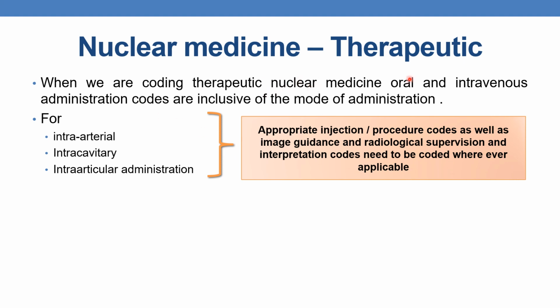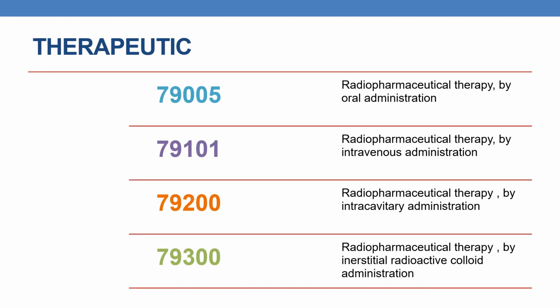Whenever we are coding therapeutic nuclear medicine, oral and intravenous administration codes are inclusive of the mode of administration. But whenever procedures are done using intraarterial, intracavitary or intraarticular administration, appropriate injection codes, procedure codes, as well as image guidance and radiological supervision and interpretation codes need to be coded whenever applicable. Now coming to the CPTs for therapeutic nuclear medicine. The first CPT is 79005. It deals with radiopharmaceutical therapy by oral administration. The next is 79101. It deals with radiopharmaceutical therapy by intravenous administration.